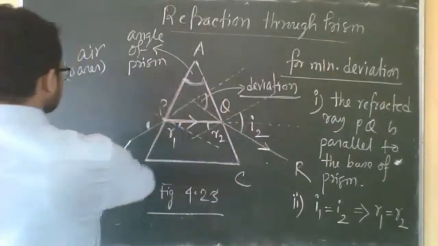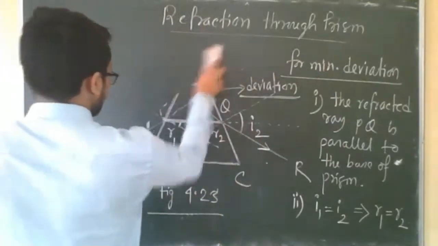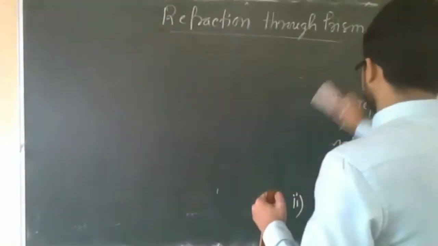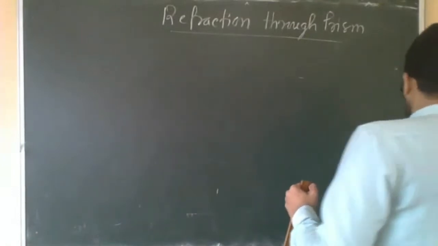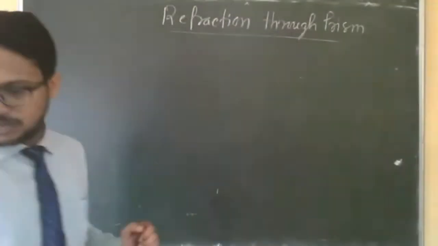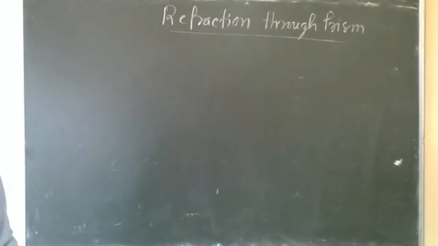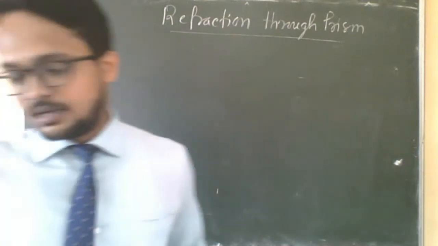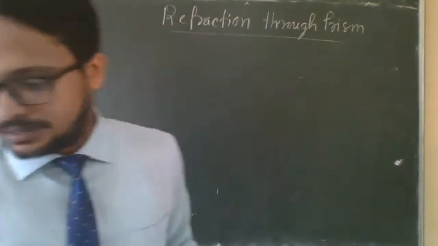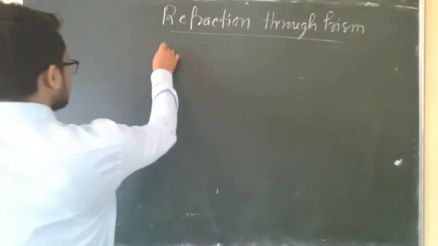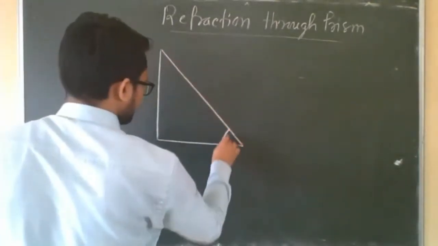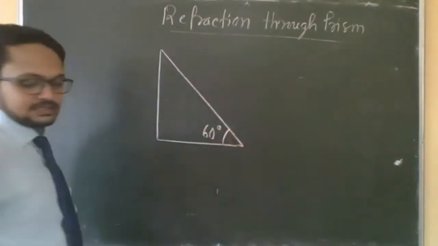Okay. So these three things we'll keep in mind, and we will draw the ray diagram. Go to page number 86. Which ray diagram will we do first? Go to question number 4, the first one, the right-angled one, 60 degree. This is a right angle, 60 degree. Okay, this is a prism.